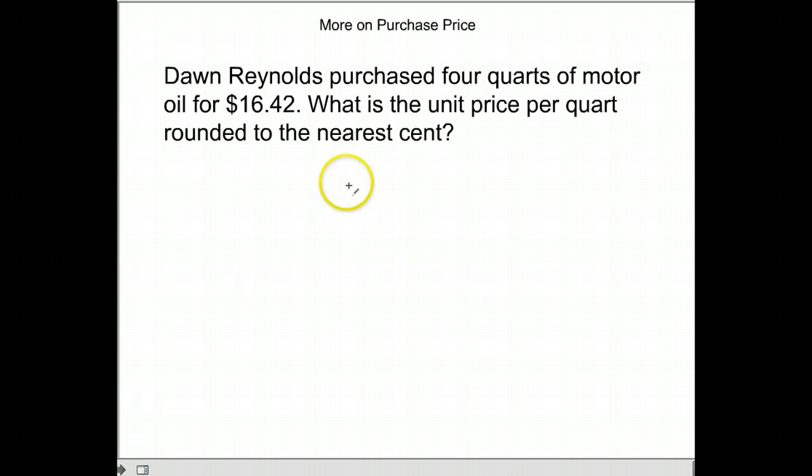This question, I think maybe they just messed up and put it in the wrong unit or the wrong lesson. I think it's actually supposed to go in the next lesson, but since they had it in here, we'll go over how to do it. It says Don Reynolds purchased 4 quarts of motor oil for $16.40. What is the unit price per quart? Okay, so to find, and again, I think this is from lesson 12 instead of lesson 11, but that's where they put it. So we'll still go ahead and do it so you can do it right now.